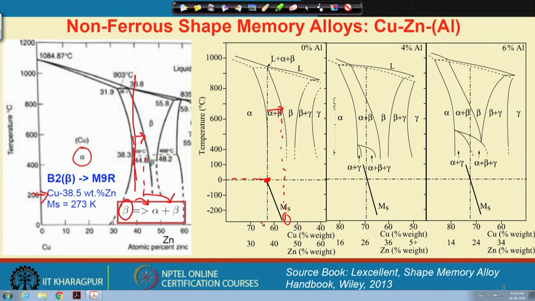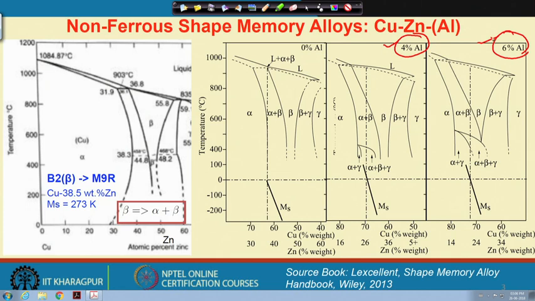And therefore, the idea came whether we can tune this phase diagram in such a way that the martensitic transformation temperature can be raised and we get a shape memory effect. And therefore, people added 4 or 6 atomic percent aluminum, and I show here two different phase diagrams with 4% and 6%.